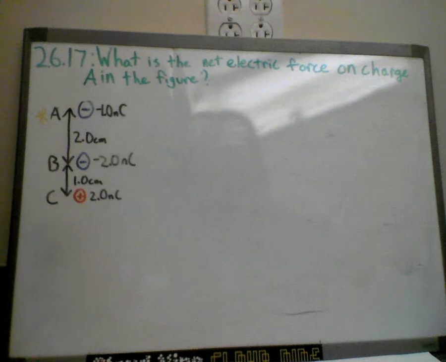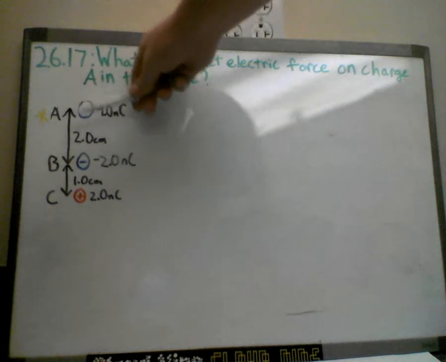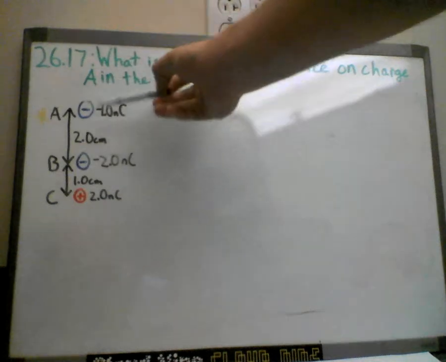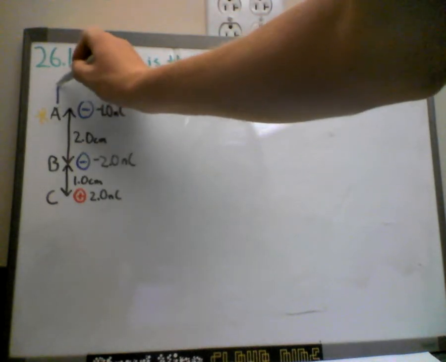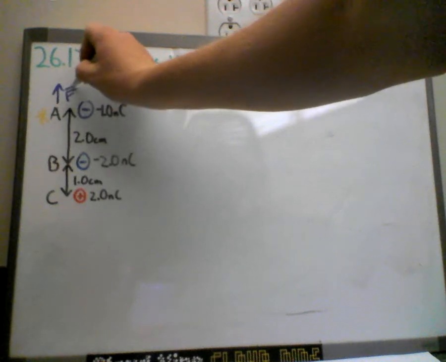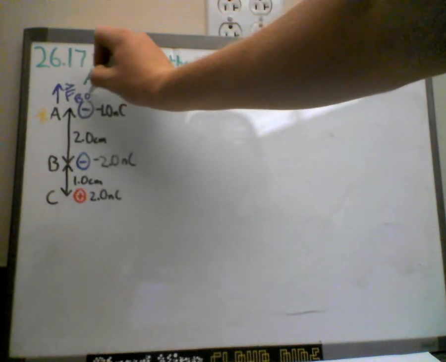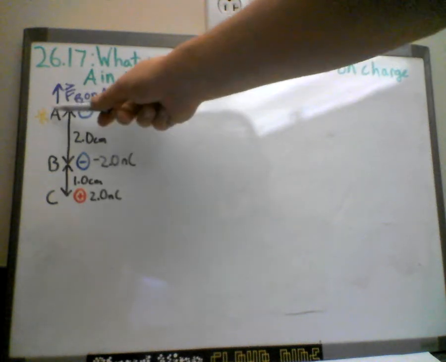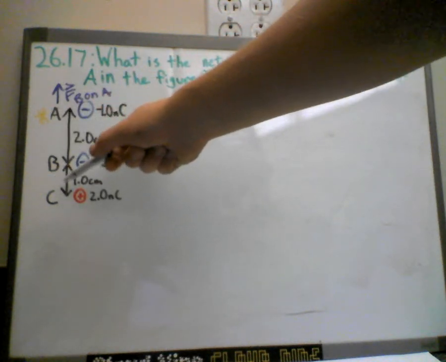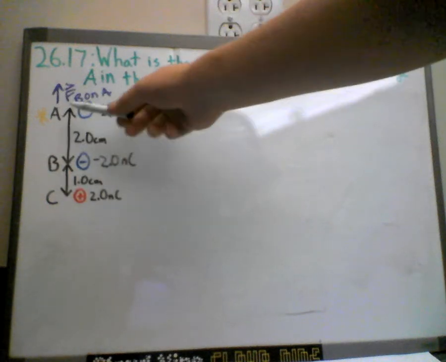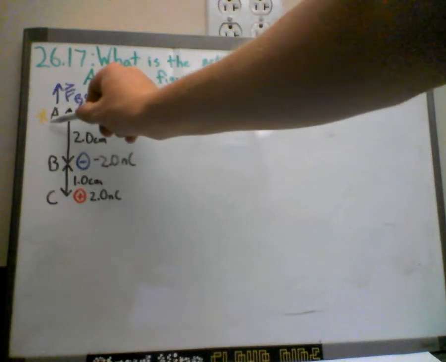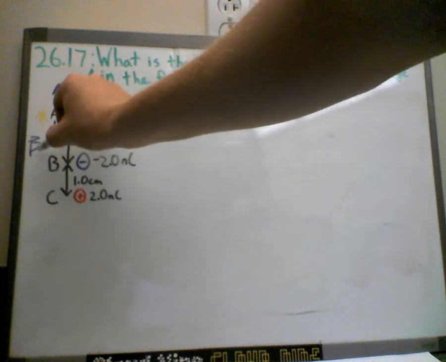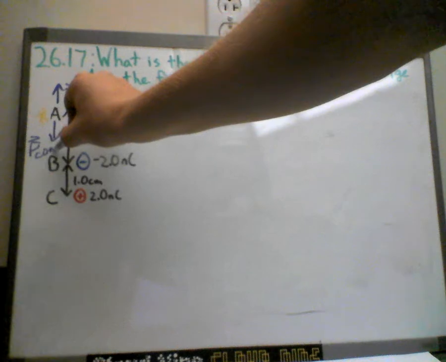And first off, we have the force on charge A from charge B directed upwards, since the two negative charges repel each other. So the force of B on A. And we also have the force on A from charge C directed downward, since the two opposite charges attract each other. F of C on A.